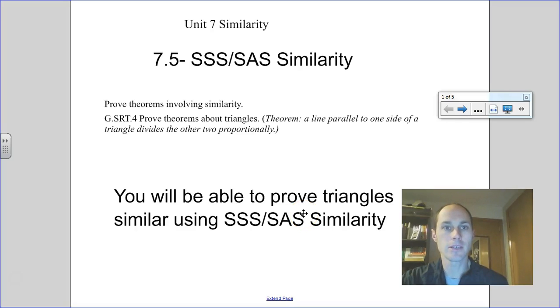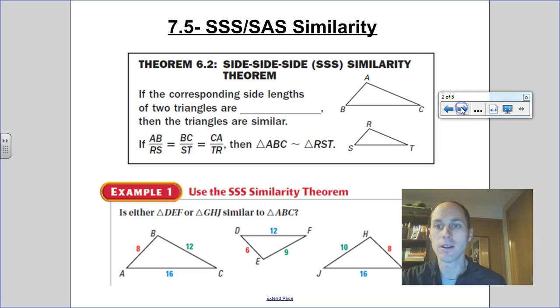Okay, so last time we talked about a way to prove triangles similar, a shortcut using angle-angle similarity. Today we'll look at two other shortcuts that we can use to prove triangles similar. Talk about SSS and SAS similarity. Hopefully you can guess what those stand for.